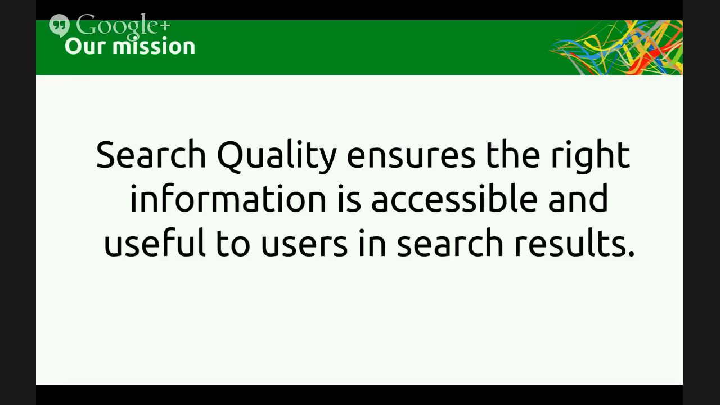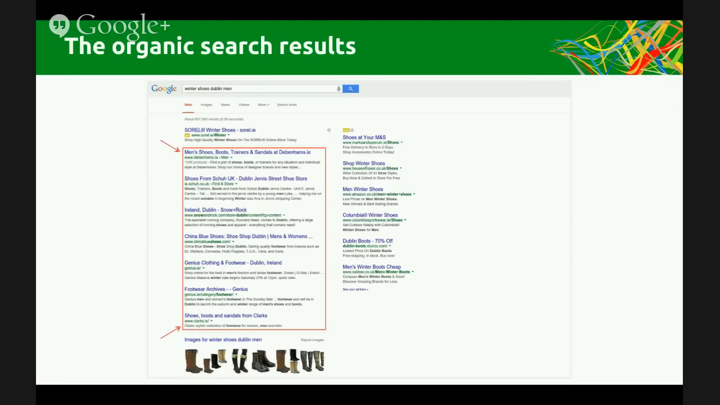And search quality, which is our team, pretty much ensures that the right information is accessible and useful to the users, to all of you guys, in the search results. So what do we actually mean by the search results? What do we mean by search in the context of today's presentation? Well, to illustrate that, we have a quick screenshot here of the Google search results page that hopefully will show you what we exactly mean by search.